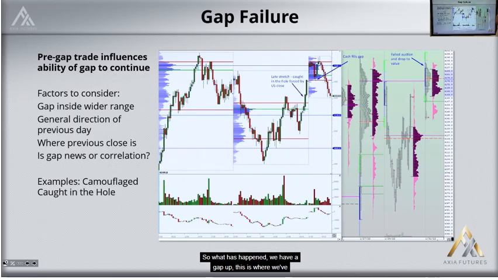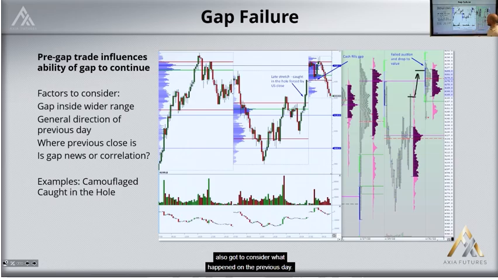So what has happened? We have a gap up. This is where we've closed. That's where we're opening. So clear gap up. It's a gap above the previous day's range. It's a gap from the close. But in a wider context, and this is what you need to consider, this gap up is still well within the previous traded range. Sorry, not over the last couple of weeks, last couple of days. So we've not even gapped out the last couple of days' range.